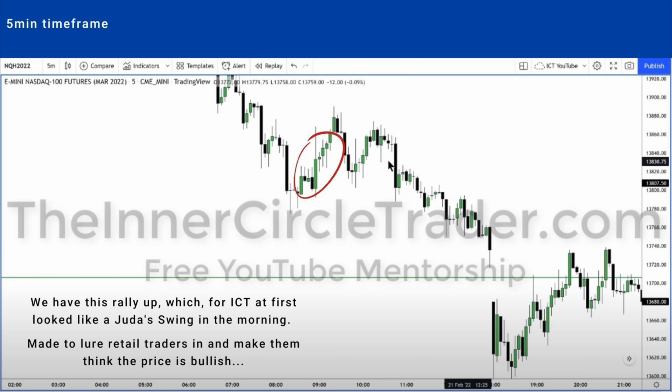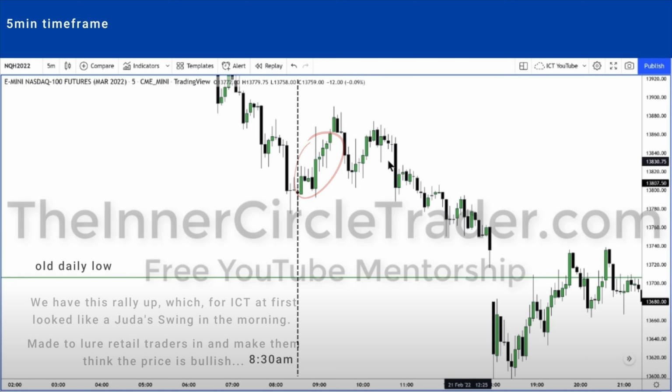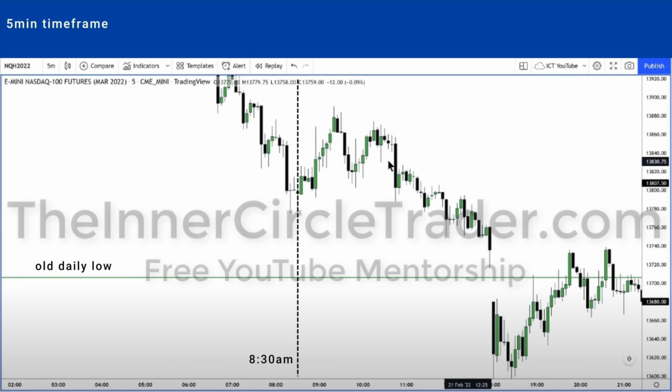Always on the 5 minutes time frame, we have here in green an old daily low, which is something that we can believe at 8:30 in the morning, if we are bearish, that the price will be targeting. Because underneath this old daily low, we actually have liquidity. At 8:30 in the morning, the price rallies up, and then the interesting part. We see here an imbalance forming.